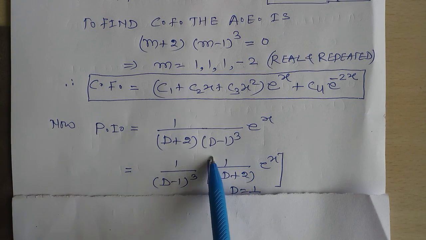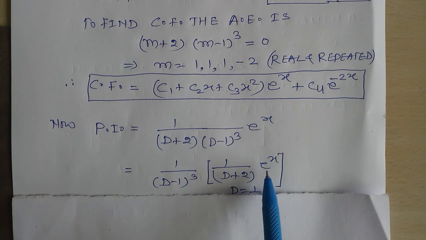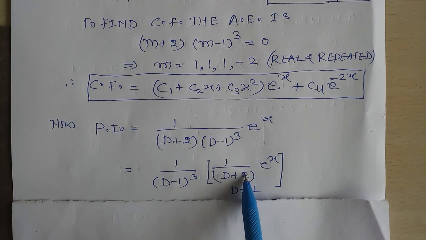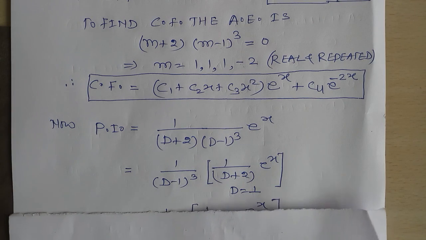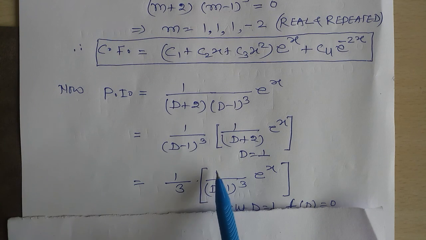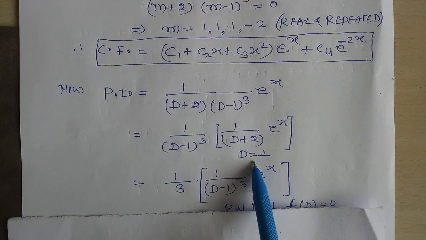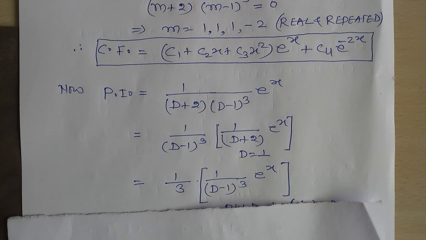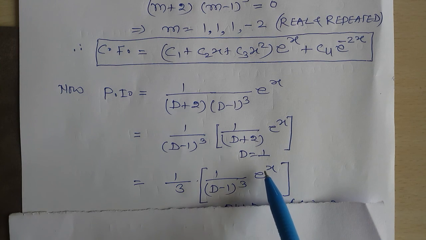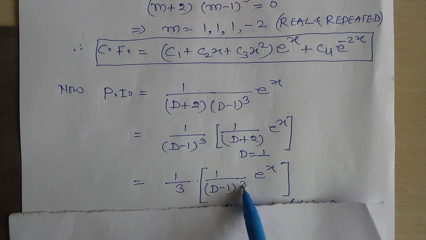So we write here now 1 upon (D plus 2) into e raised to x. Now replace D by 1 because of the exponential function. So we get 1 plus 2, 3, and then we write 1 upon 3 into 1 upon (D minus 1) whole cube into e raised to x. Now put D equal to 1 because of the exponential function. To get PI, we replace D by a, and here a is 1. So D replaced by 1, we get f of D is 0.